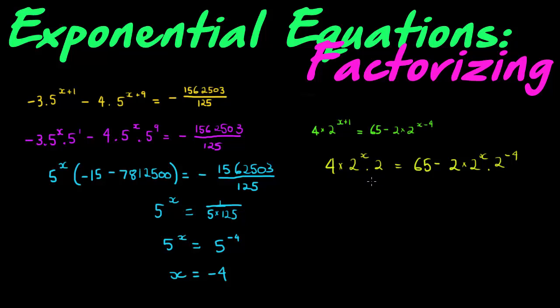The other problem is I can't continue now because I can't take out a common factor. My 2 terms that have the common factors I want to take out are on either side. So now what I would do is simply add this term on this side to get rid of it, and add it on this side. So 4 times 2 to the power of x times 2 plus 2 times 2 to the power of x times 2 to the power of negative 4 is equal to 65.